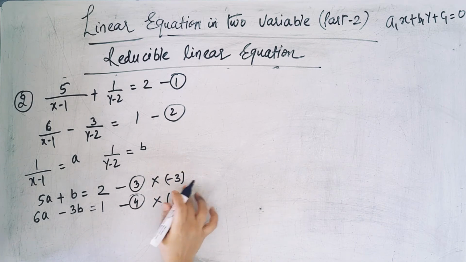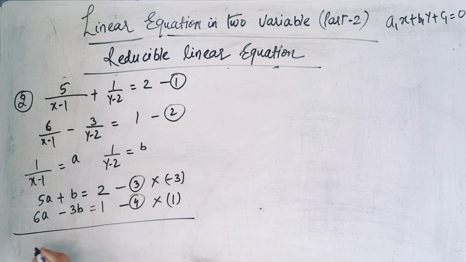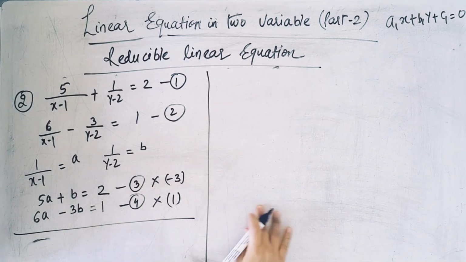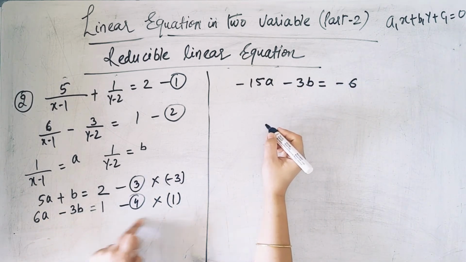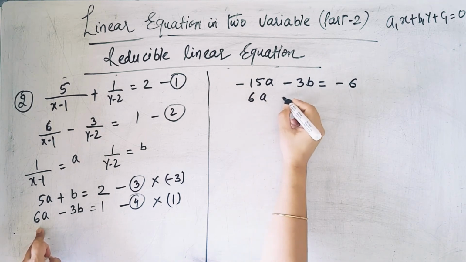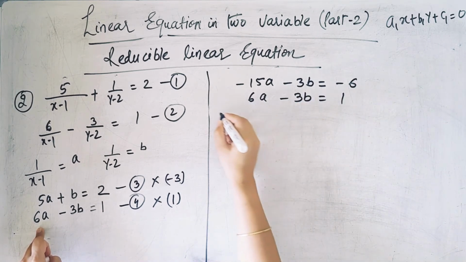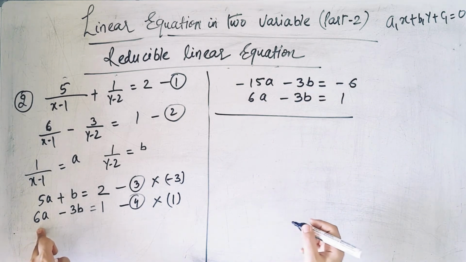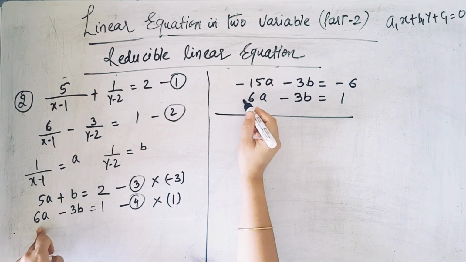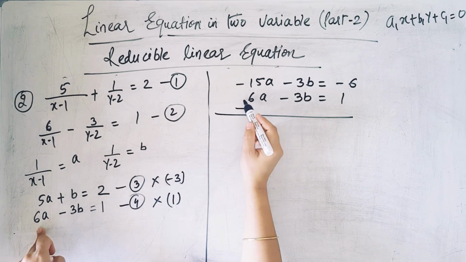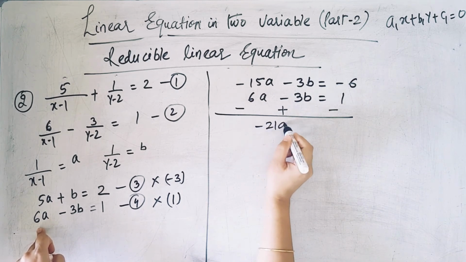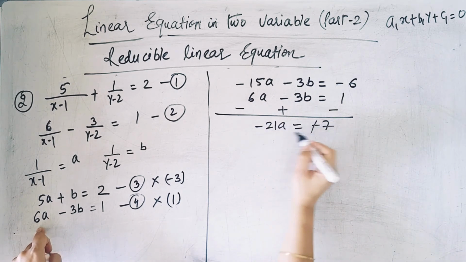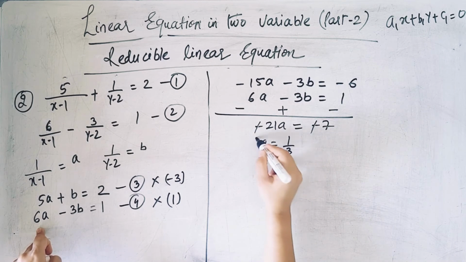We should look towards the sign also. Now what equation will we get over here? 3 5s are 15, I'll be putting over here. So 15a minus 3b equals minus 6, and this one we multiply by 1, we'll get 6a minus 3b equals 1. Now what do we do? Change the sign: here it is minus, here it is plus, so it will become minus. This minus becomes plus, and this minus, so we get minus 21a equals minus 7. Thus minus minus plus, the value of a will be 1/3.